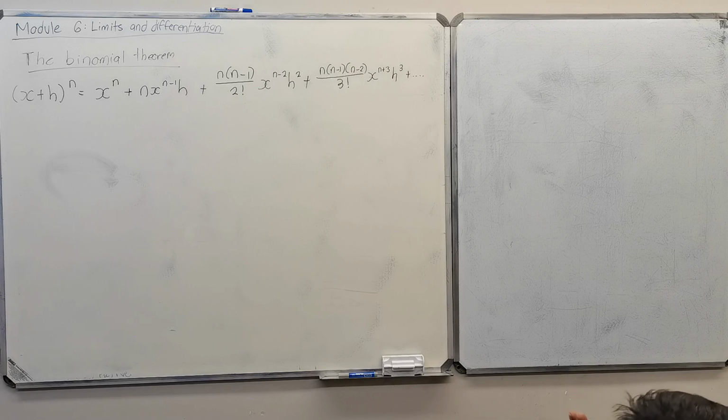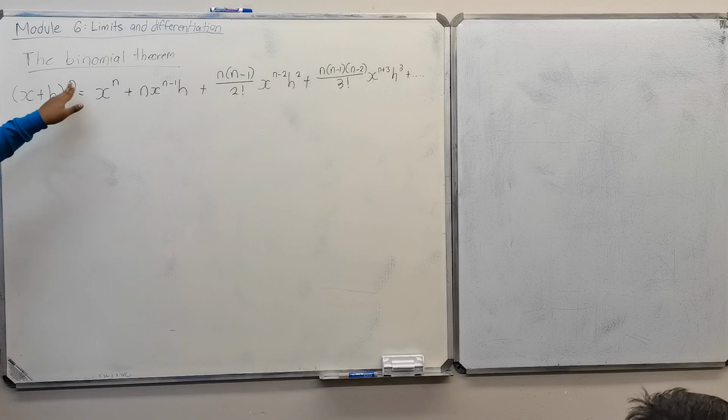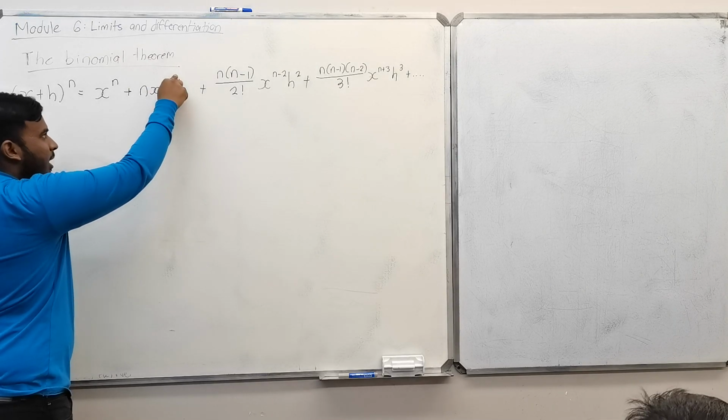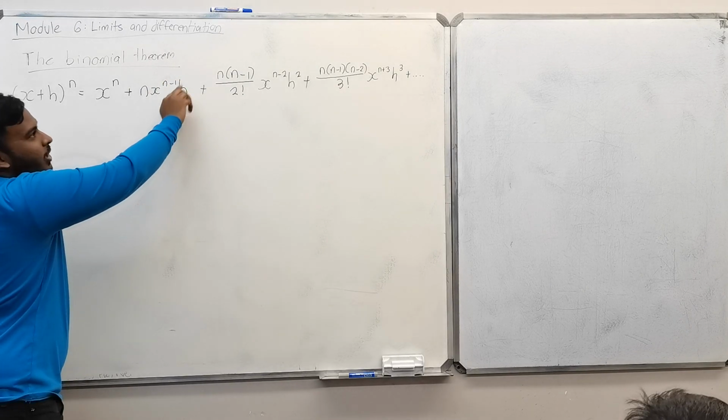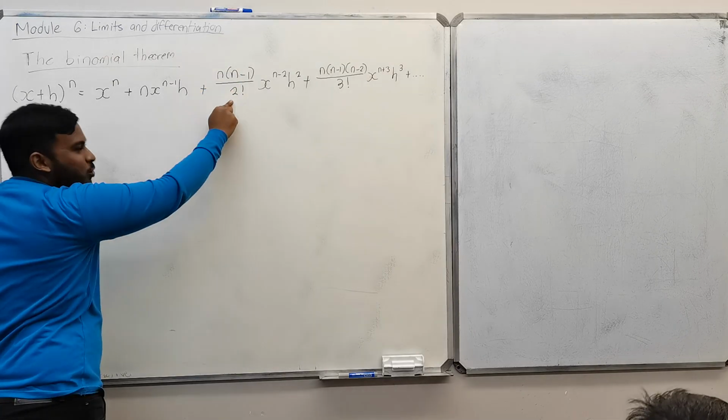So, okay, look at the formula first. You're given this sequence, (x + h) to the power n. So it's a series, right? Whatever x is, you take x to the power n. Plus your next term is n times x to the power n minus 1 times h. Next term, you take n multiplied by n minus 1 over 2 factorial.